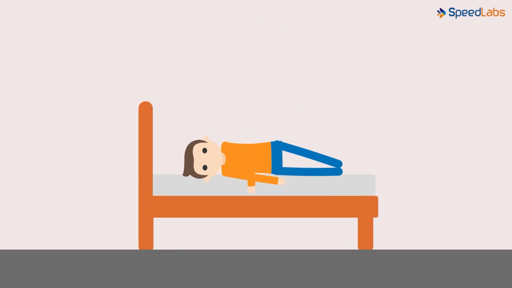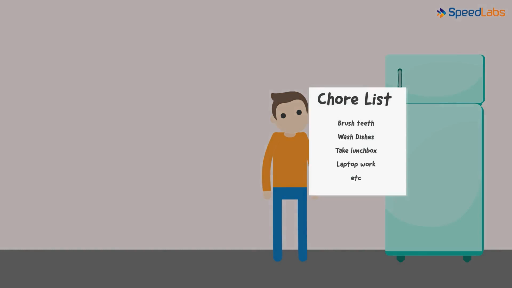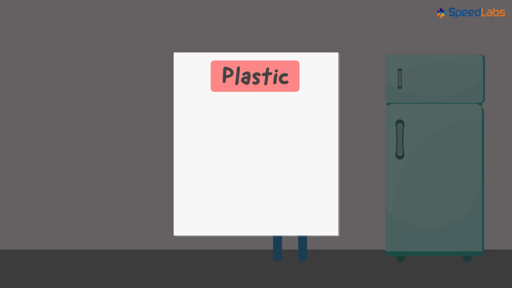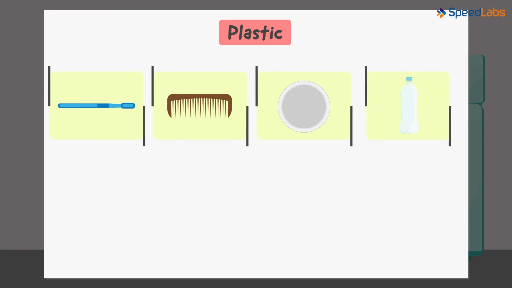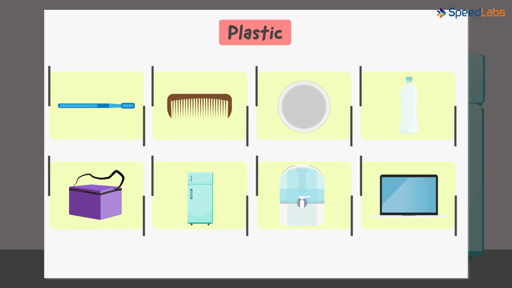From the moment we wake up early in the morning and start with our daily chores, we depend on various items. You may say there are many in the list. Yes, but most of the items used by us are made up of a single material collectively known as plastic. Yes, the toothbrush handle, the comb, plates, bottles, lunch boxes, bodies of refrigerators, water purifiers, laptops, and so many other articles. The list would be endless.